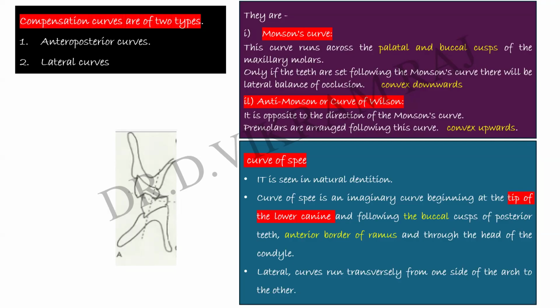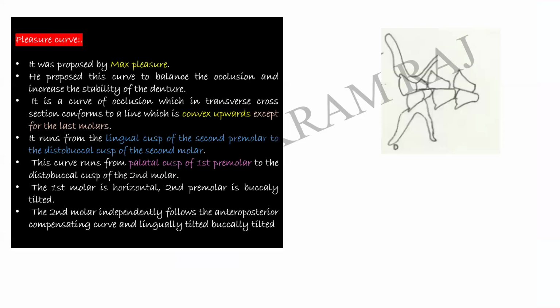And curve of Spee is a very well-versed curve, right? It comes from the lower canine to the buccal cusp of the posterior teeth and through the head of the condyle, and laterally curves non-transversally from one side of the arch to the other. Pleasure curve was given by Max Pleasure. It is convex upwards except in the last molar region. It runs from the lingual cusp of the second premolar to the distal buccal cusp of the second molar. This curve runs from the palatal cusp of the first premolar to the distal buccal cusp of the second molar in the maxillary region.